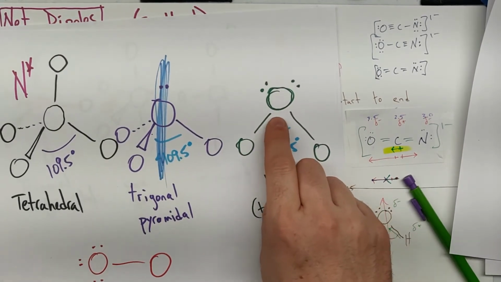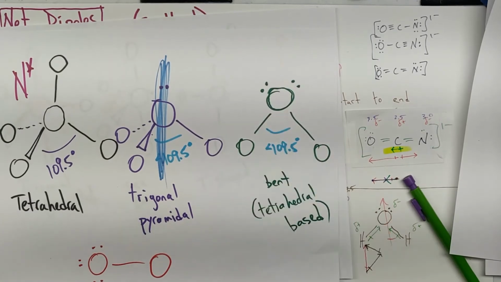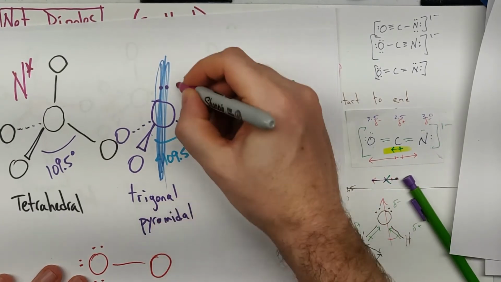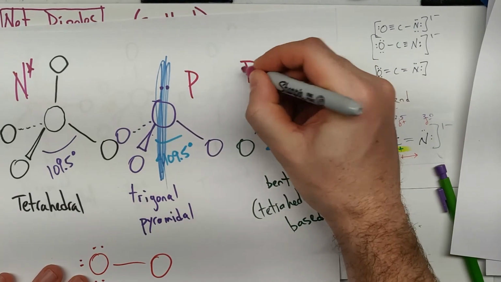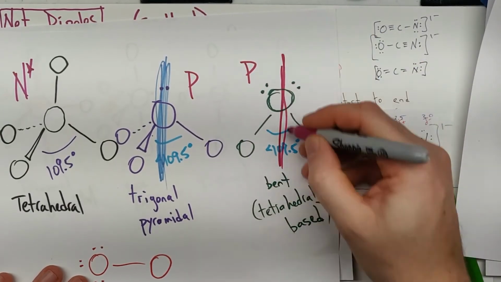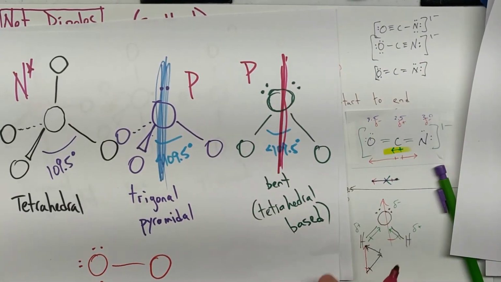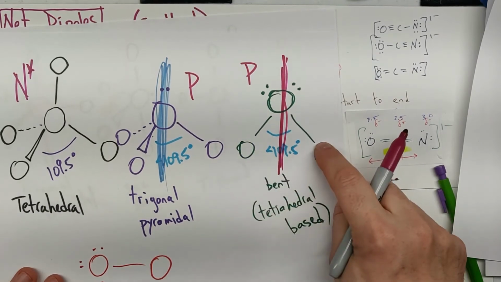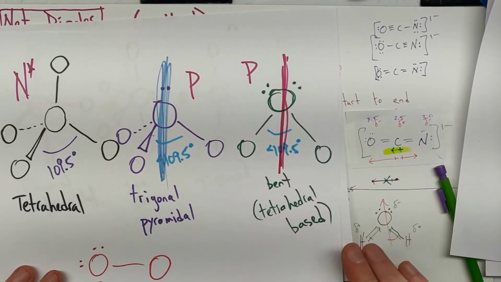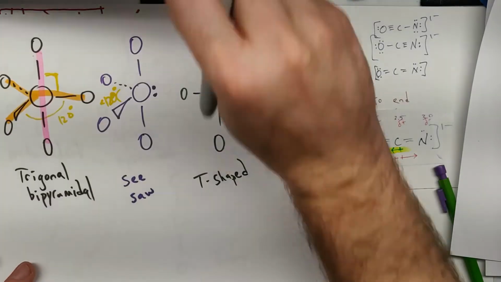Looking at this, just like we saw for the bent structure, let me just write this here, polar, and this one's always going to be polar as well. Just like the trigonal planar based bent, these 2 things can't cancel out vectors, and so you're going to end up with a polar structure always.